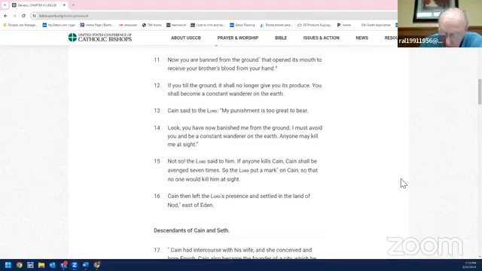"Not so," the Lord said to him. "If anyone kills Cain, Cain shall be avenged 7 times." So the Lord put a mark on Cain so that no one would kill him at sight. Cain then left the Lord's presence and settled in the land of Nod, east of Eden.